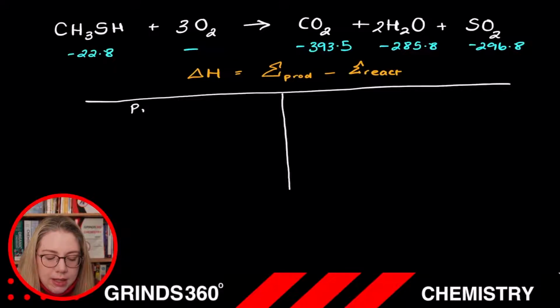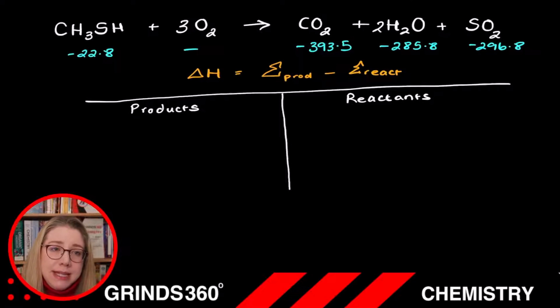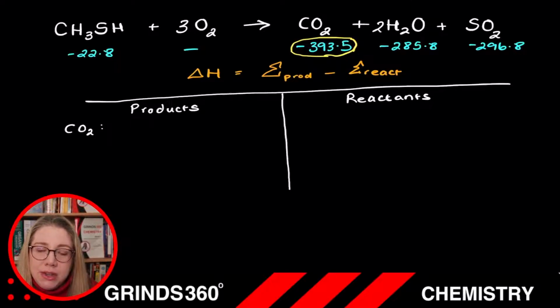But anyway, now I recommend in the table, you write the products on the left-hand side and the reactants on the right. The reason for this in the formula is it's products minus reactants. So that way we're not going to mix them up. And I'm going to make a list of my products. My first product is carbon dioxide. Now, the heat of formation of carbon dioxide is this number here. When 1 mole of carbon dioxide is formed, 393.5 kilojoules of energy is given out. And it's exothermic because it's minus.